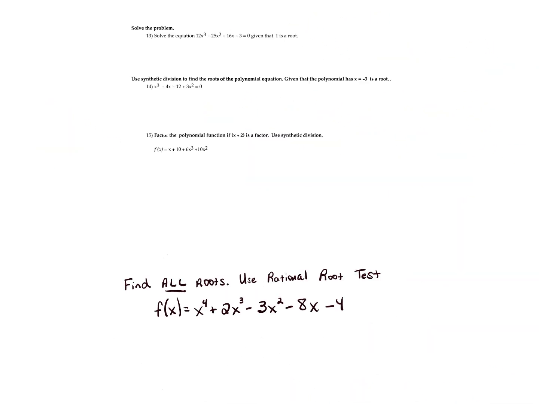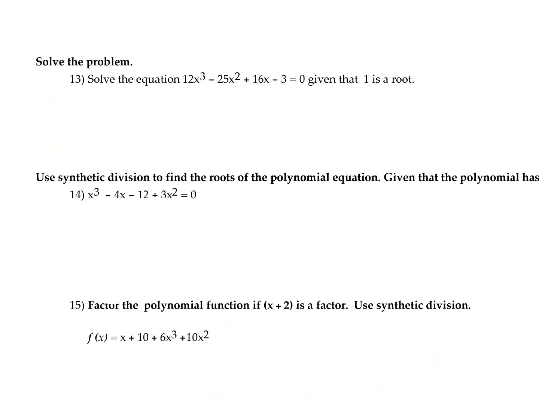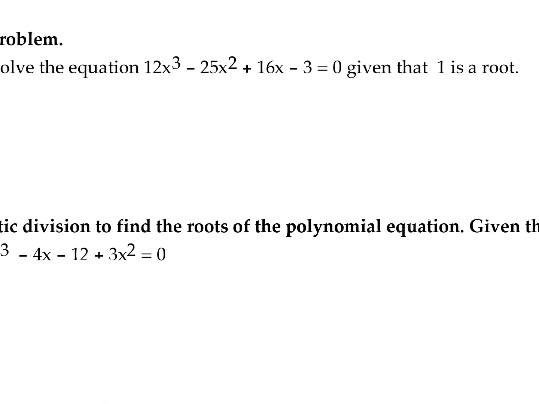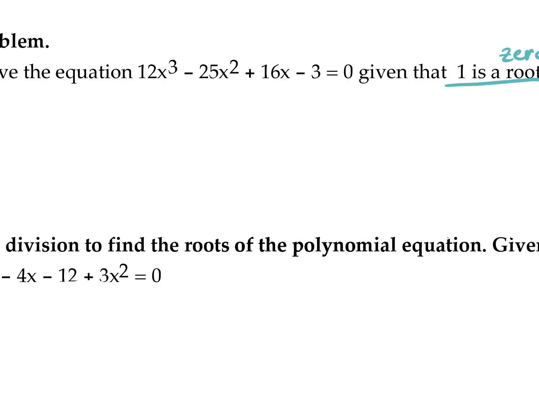All right, let's look at 13. 13 says to solve the equation, given that 1 is a root. Saying that 1 is a root is the same thing as saying 1 is a 0, 1 is a solution. Root, solution, 0 all mean the same thing. So what would I do first here? What could I do to find my other x's?